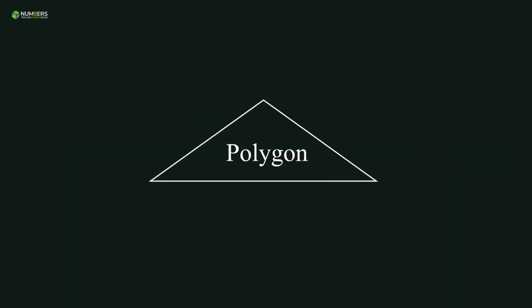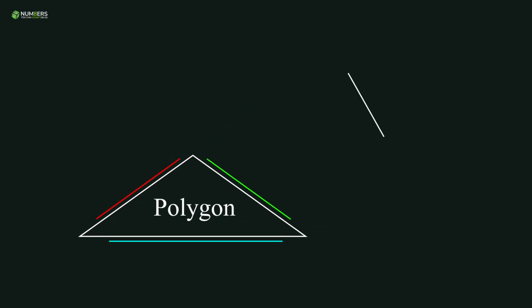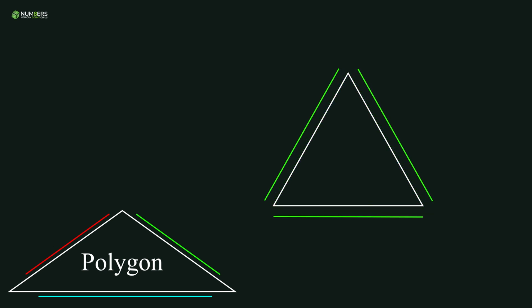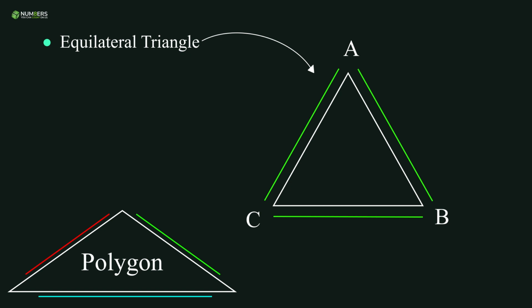In a polygon, the measures of the sides don't necessarily have to be equal. A regular polygon, on the other hand, is one in which all the sides have the same length. An equilateral triangle is an example of a regular polygon since all the sides are equal and all the interior angles are equal as well.